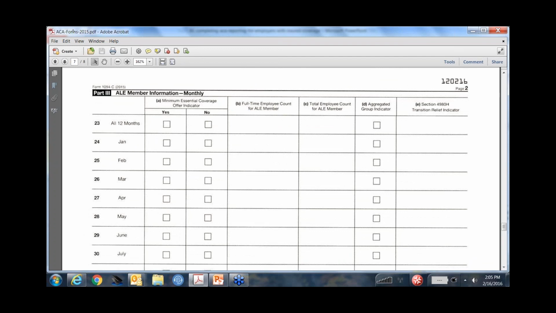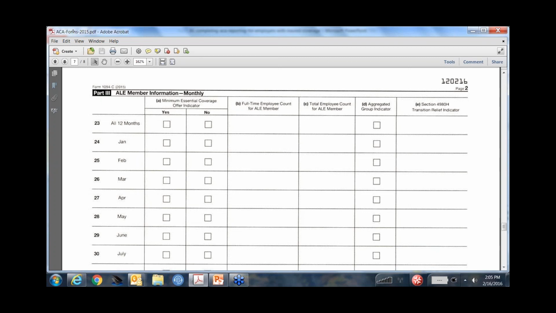Now, again, in Part 3, first of all, you have minimum essential coverage. And the question in column A that we're asking is, did you offer coverage to 70% of your full-time employees? If you're 100 or more, if you did, you can answer yes. If you're between 50 to 99, you always answer yes because the mandate doesn't apply to you. In column B, full-time employees, you don't include those individuals in a waiting or measurement period.